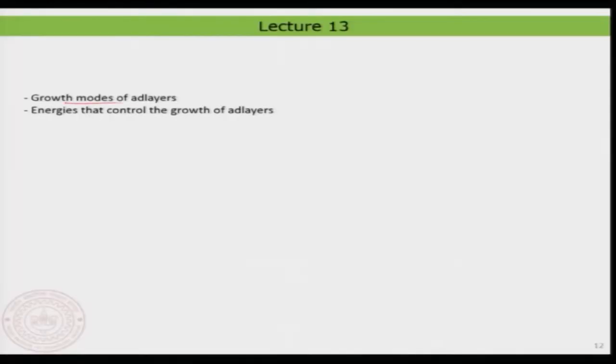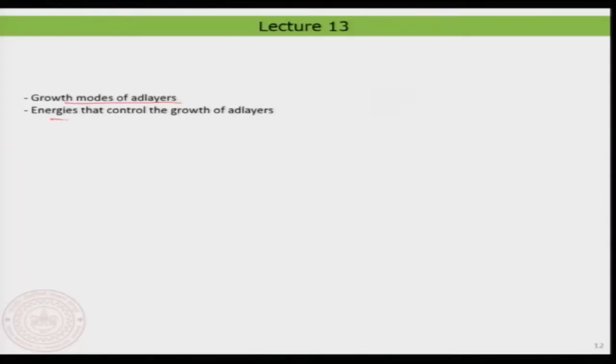In this lecture, we are going to look at an interesting aspect about the growth modes of Adlayer. We have already seen that by depositing atoms on a surface, we can indeed form Adlayers, and when you start to grow thicker layers, there are different ways that the Adlayers grow in the third dimension, which is actually the layer formation. So, we look into the general classification of Adlayer, and while we are understanding that, we will also have a look at the energies that control the growth of Adlayer.